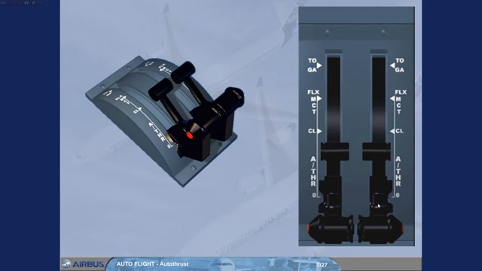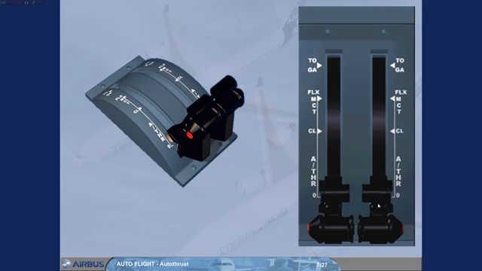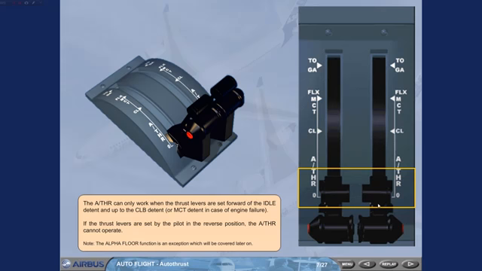The autothrust can only work when the thrust levers are set forward of the idle detent and up to the climb detent, or MCT detent in case of engine failure. If the thrust levers are set by the pilot in the reverse position, the autothrust cannot operate. Note, the alpha floor function is an exception which will be covered later on.